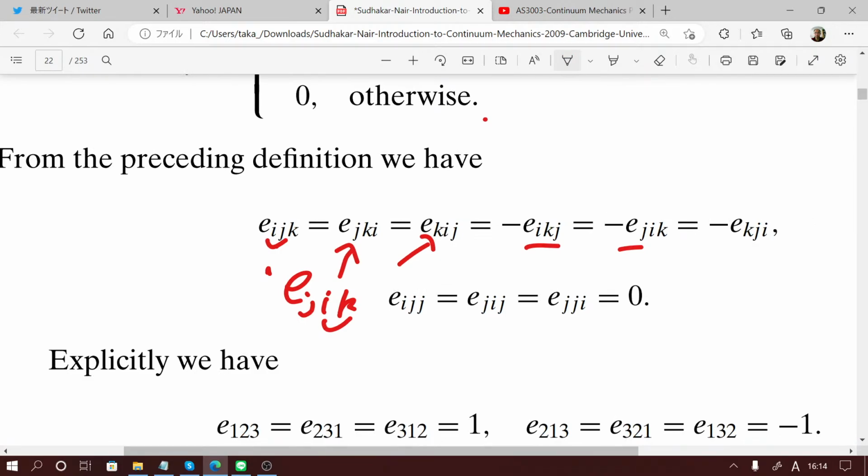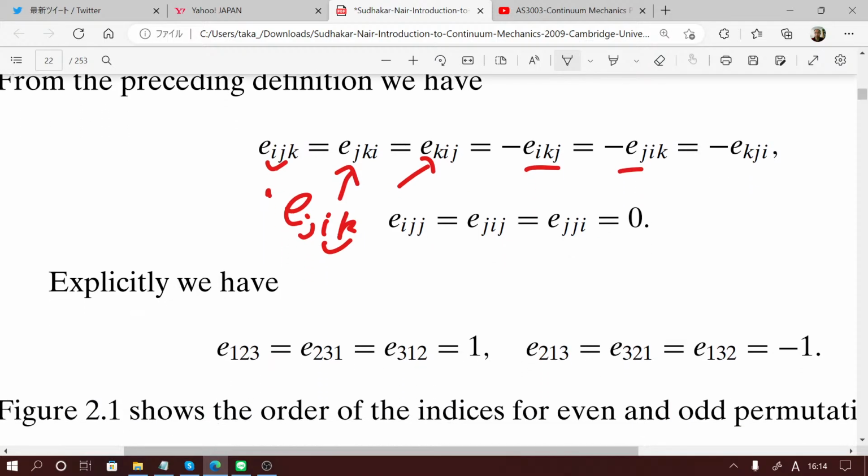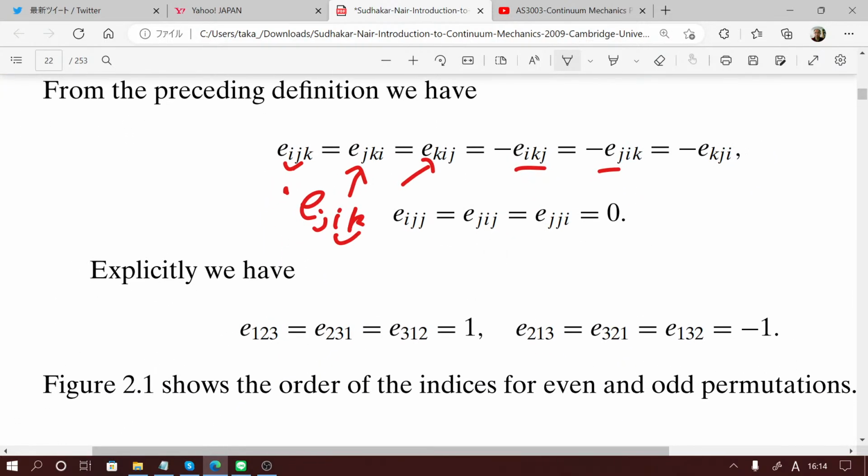If two indices are the same, like ijj or jji, this is 0. Explicitly, we have 1,2,3, 2,3,1, and 3,1,2 equal 1, and 2,1,3, 3,2,1, and 1,3,2 equal minus 1.